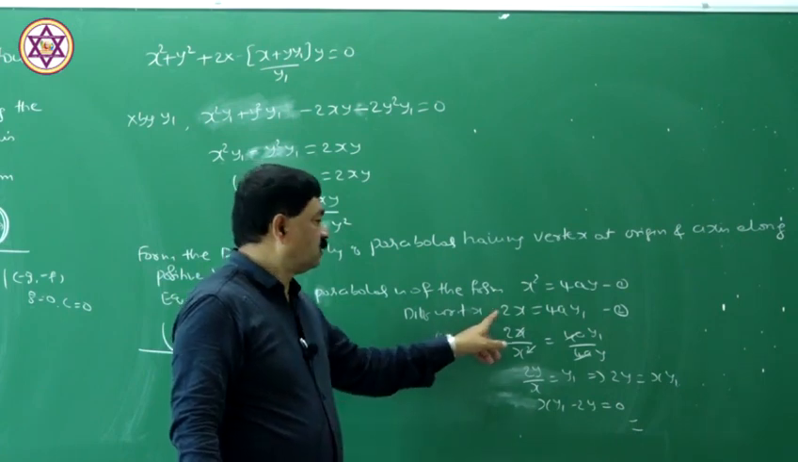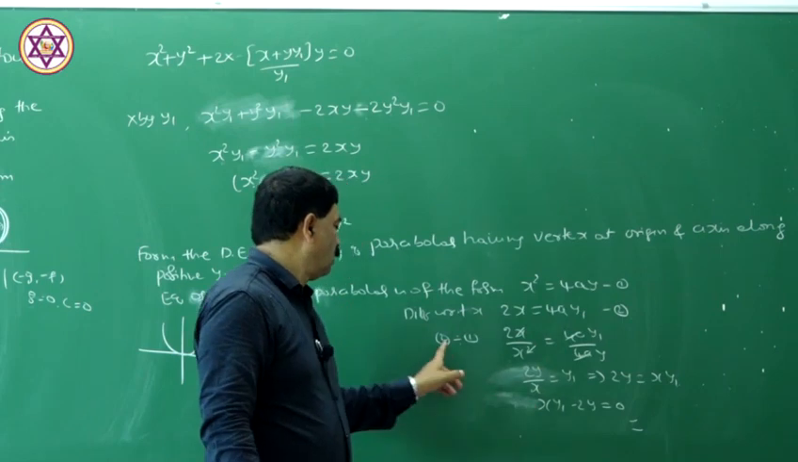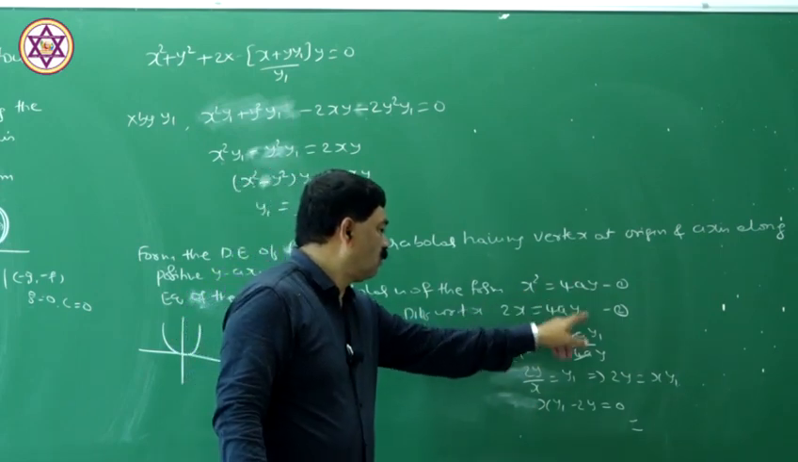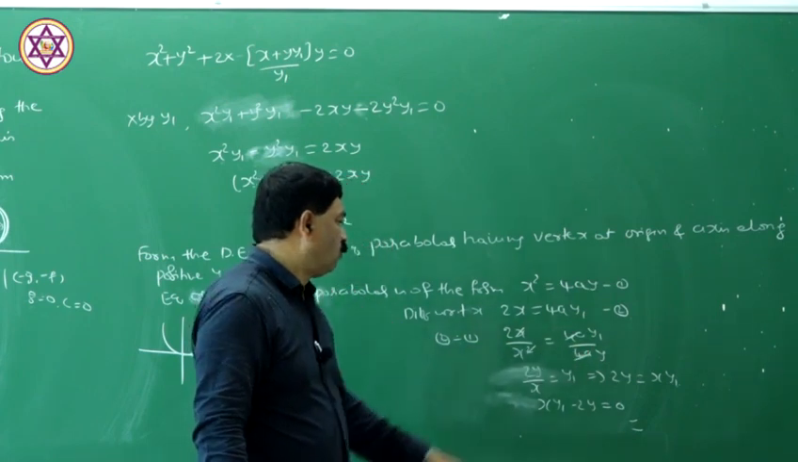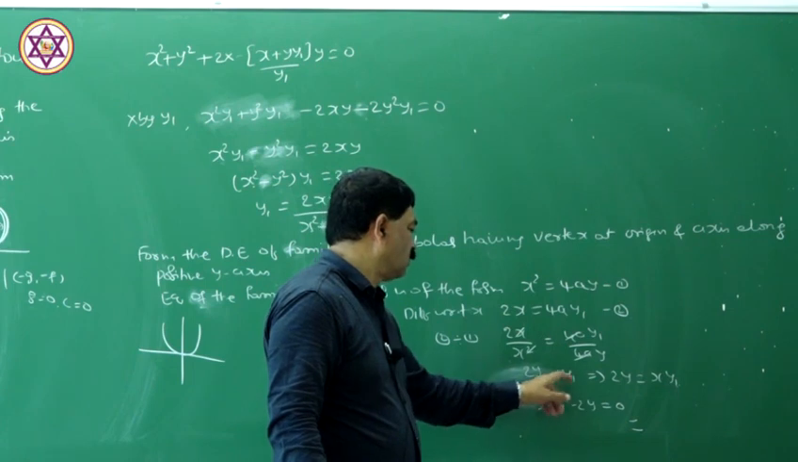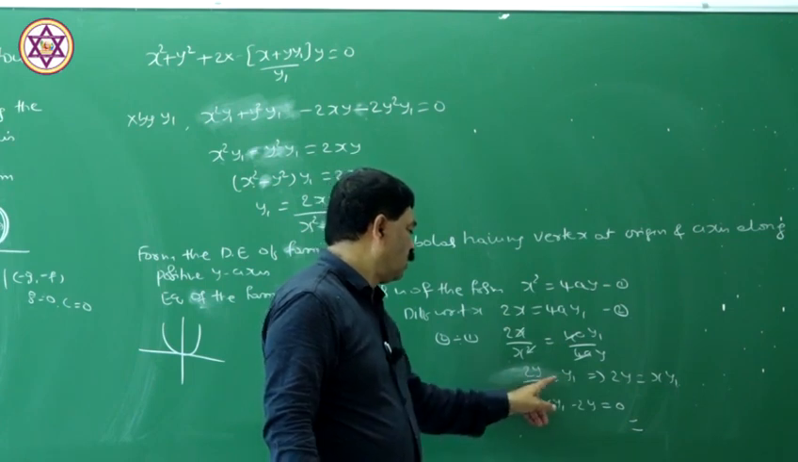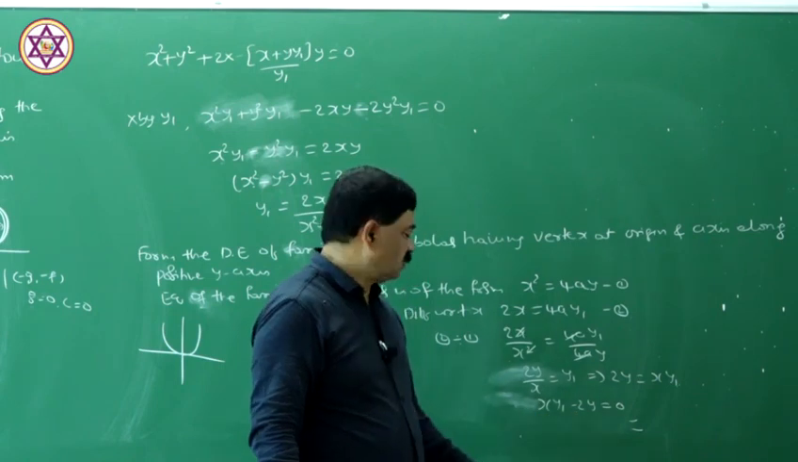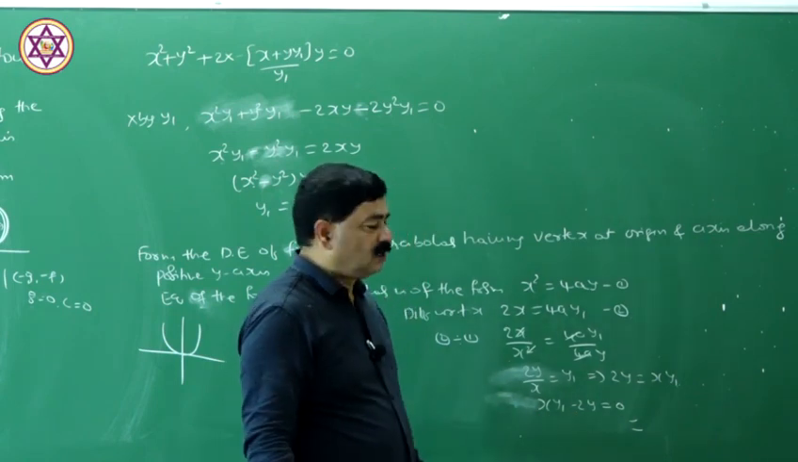Differentiate with respect to x. 2x is equal to 4a y1. Dividing, 2x divided by x squared is equal to 4a y1 divided by 4a y. 4a gets cancelled, so we get 2y divided by x is equal to y1. So x y1 minus 2y is equal to 0. This is the required differential equation.